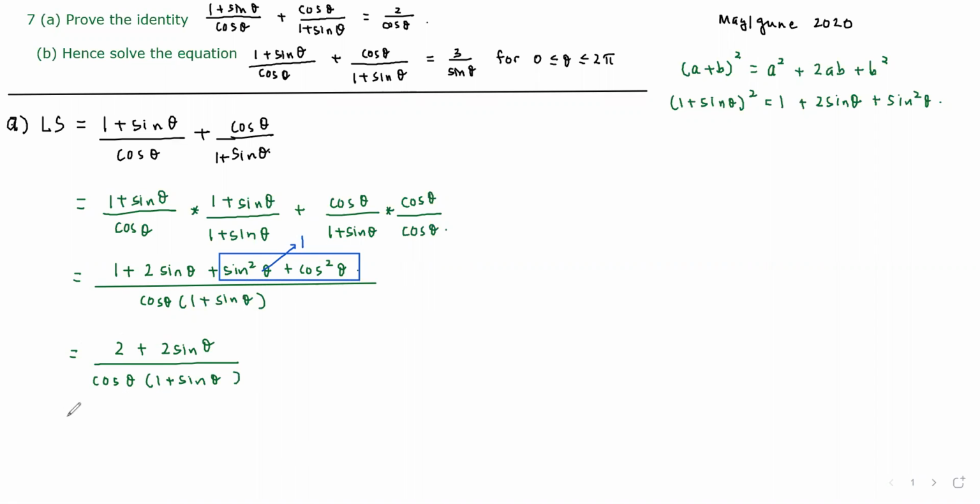Let's look at the numerator. You can factor out a 2, and you have 1 plus sine theta, and then the denominator stays. So you have 1 plus sine theta. The common terms here, 1 plus sine theta and 1 plus sine theta, can be cancelled off, and you are left with 2 over cosine theta, which is the right side.